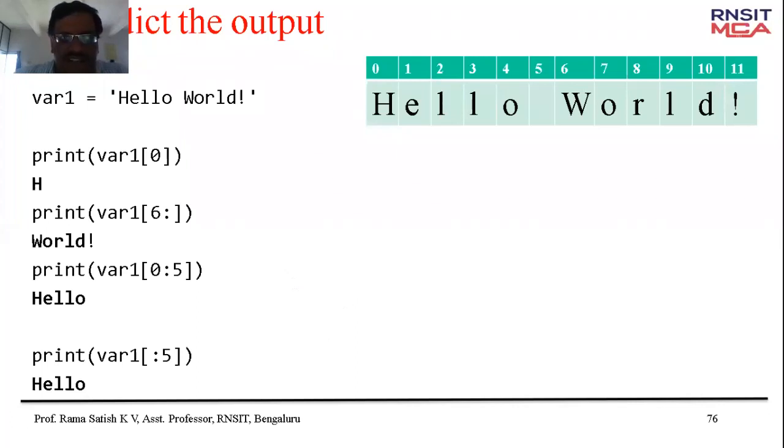Now, next quiz question. Predict the output. What will be the output? Print var1[:]. I don't give the starting location, I don't give the ending location, I don't give even the increment. The default value for starting is 0, the default for ending is the last character, and the default for increment is 1. So that means the entire string is going to print.